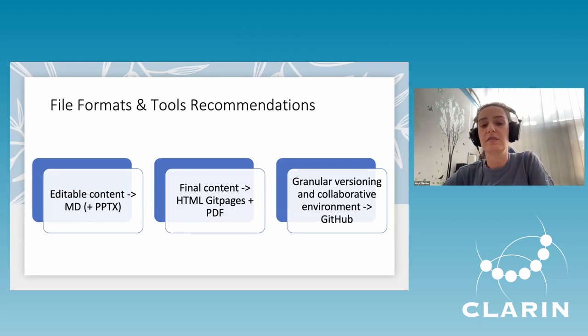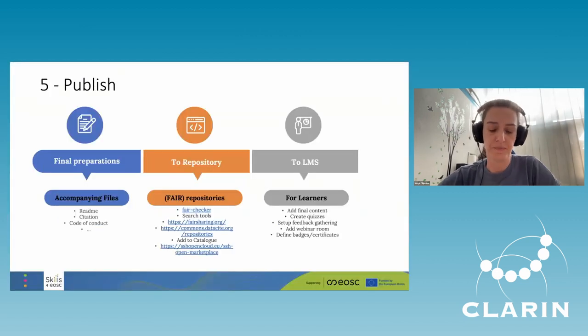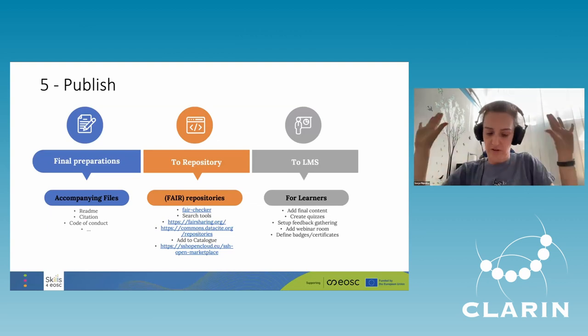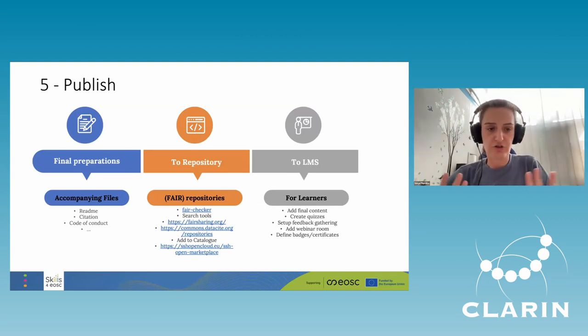The final content is actually presented in Git pages and PDF documents. And we use GitHub in order to ensure that we have a collaborative environment with granular versioning, especially when multiple people are working as a team together to produce the content. The content is produced, you have it. It's done according to the structure, everything is great, ready to be published.